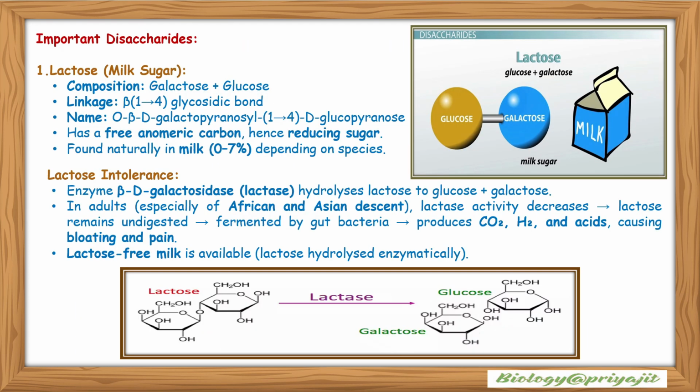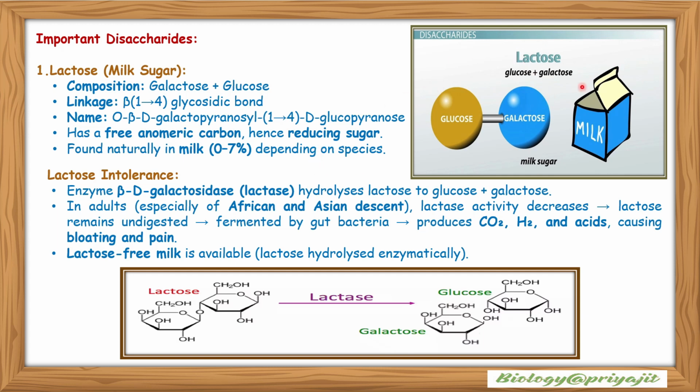Important disaccharides like lactose, which is known as milk sugar, is made up of galactose and glucose. The linkage present in lactose is the beta 1,4 glycosidic bond. The chemical name of lactose is O-beta-D-galactopyranosyl-1,4-D-glucopyranose. O means O-linked glycosidic bond is here. Here the O-glycosidic bond is formed between a glucose molecule and a galactose molecule. It has a free anomeric carbon, hence lactose is a reducing sugar.